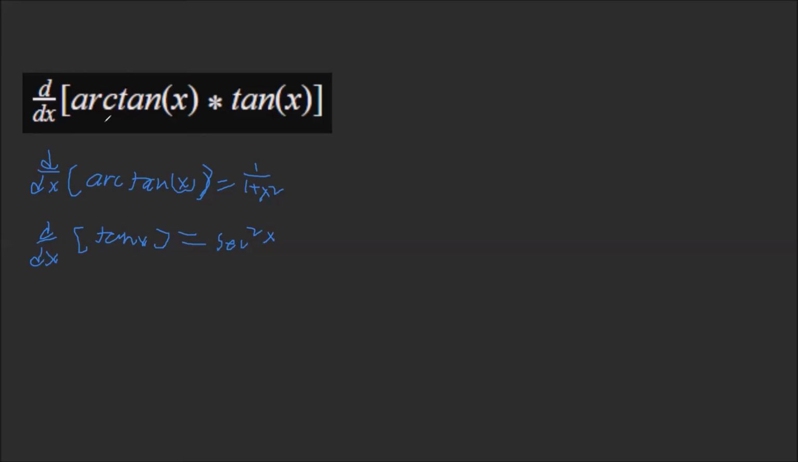Okay, so like I said earlier, 1d2, so we're going to write out arctan of x times the derivative of the second term, which is secant squared x, plus 2d1. We're going to write out the second term, which is tan of x, times the derivative of the first term, which is 1 over 1 plus x squared. And this is the derivative of arctan x times tan of x.